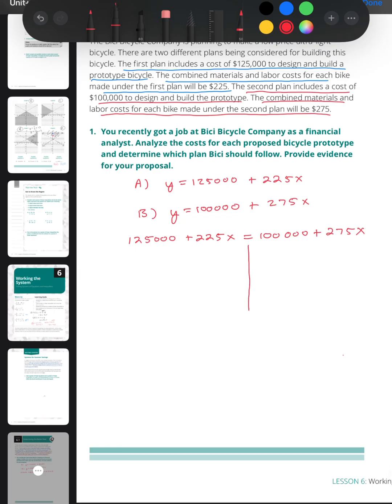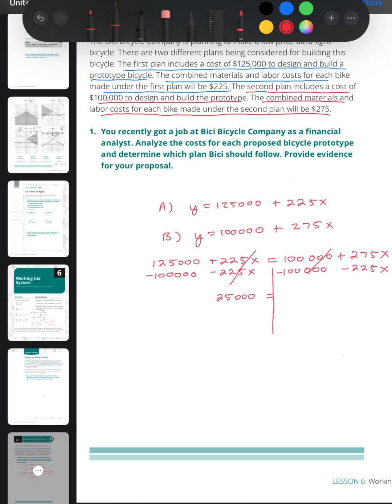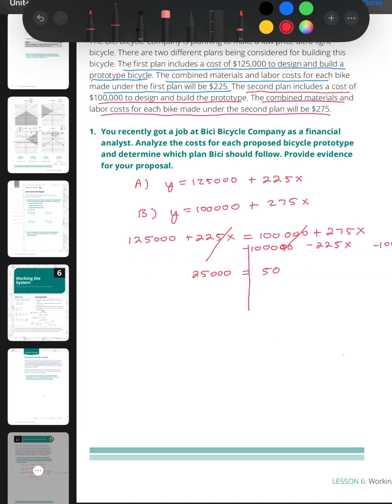So I'm going to start by subtracting over the 225x to move all my x's to the right, and I'm also going to then subtract this 100,000 to move that to the left, and that's going to end us up with 25,000 equals 50x. And then our final step, to solve for x, we're going to divide by 50. So we get x equals 500.